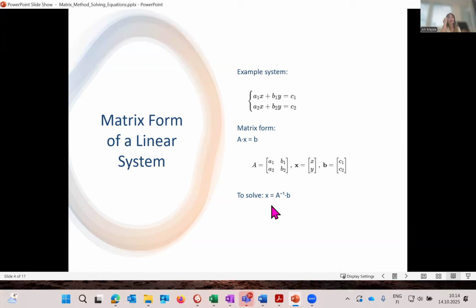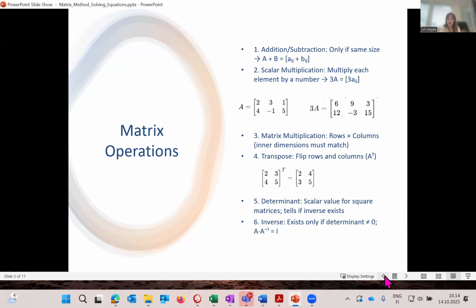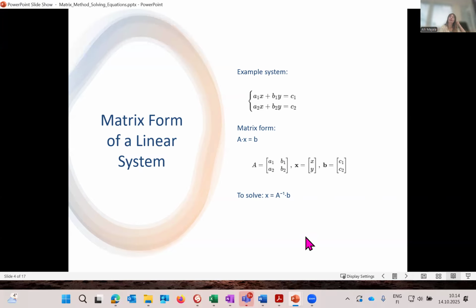And to solve this, what was the expression in English for that? Inverse matrix, yes. You can just solve the X from here; you would only need to multiply the solutions B with the inverse matrix. And this is what we are aiming for.